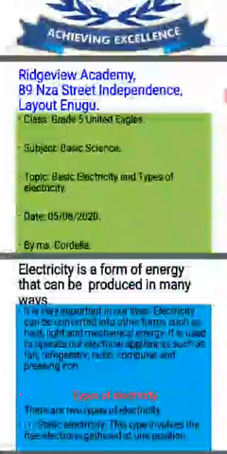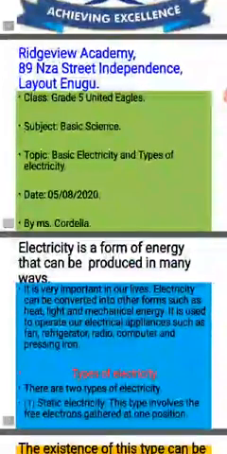So all these are what we have for electricity. Remember we said electricity is a form of energy that can be produced in many ways. And it is very important in our lives because we make use of electricity in our everyday activities. Whatever we are doing now, most of them make use of electricity. In our cooking, we use electricity to cook. Electric stove, the same thing. Electric iron, our radio, our television, our computer. All these are the appliances we are using electricity for. So it is very, very important to our lives.